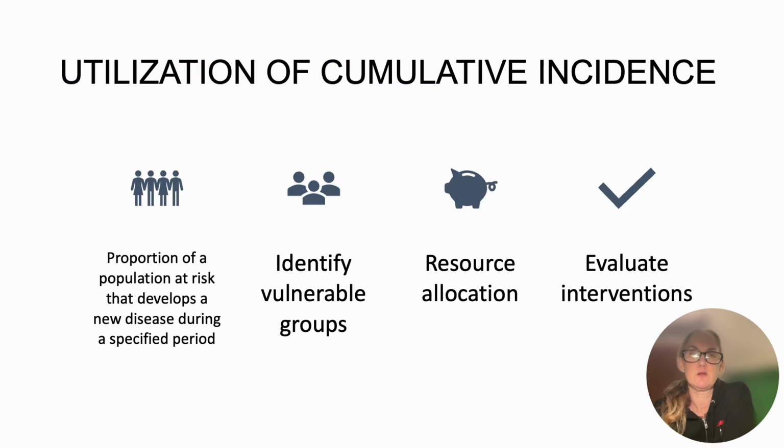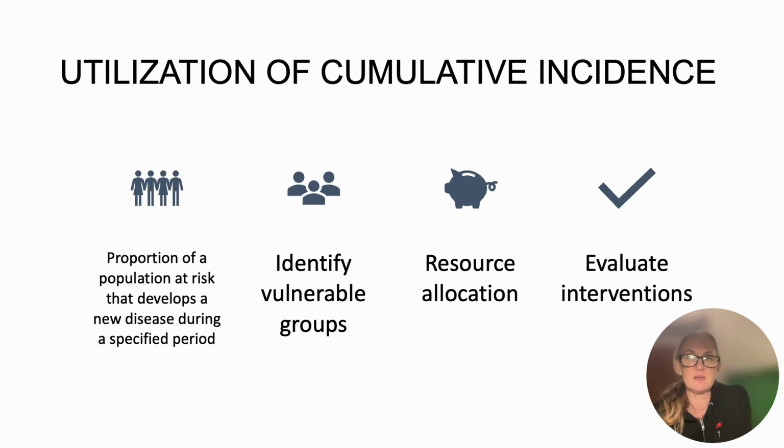Epidemiologists calculate cumulative incidence as the proportion of a population at risk that develops a new disease during a specified period, which is helpful for understanding the extent of the issue, identifying vulnerable groups, and directing effective public health interventions. Comparing cumulative incidence across certain groups, for example, age, location, or occupation, helps to identify high-risk populations by drawing attention to communities that are disproportionately affected.